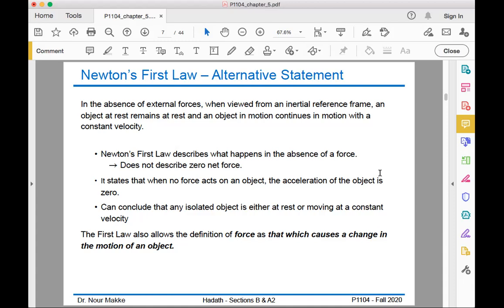And we can also conclude from Newton's first law that any isolated object is either at rest or moving at constant velocity. And by isolated, of course, we mean an object that is not under net force. So the first law, finally, allows the definition of force, as we earlier said, as that which causes a change in the motion of an object. So if an object is at rest, it remains at rest unless a force is acting on it. And if it is moving with a given velocity v, it will continue moving with the same velocity unless there is a force acting on this object.